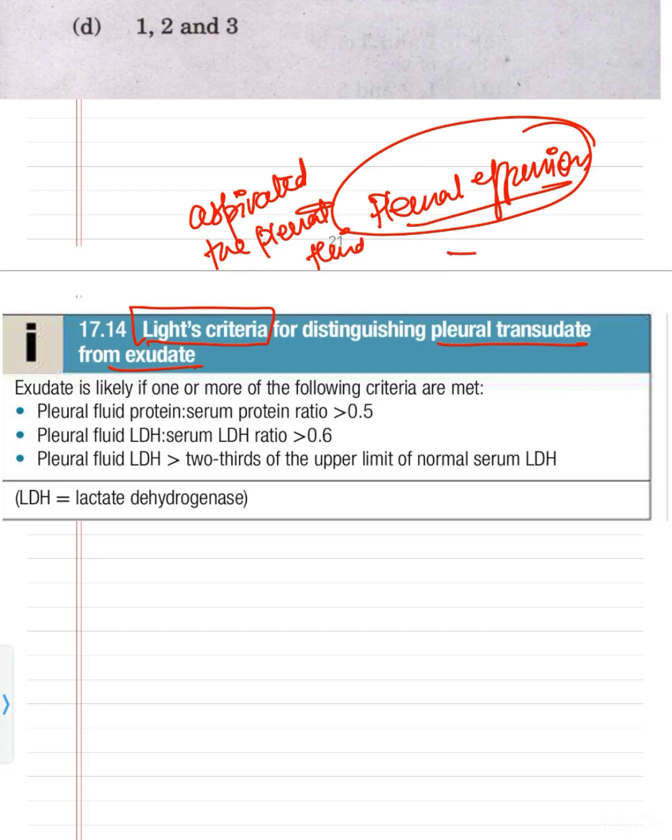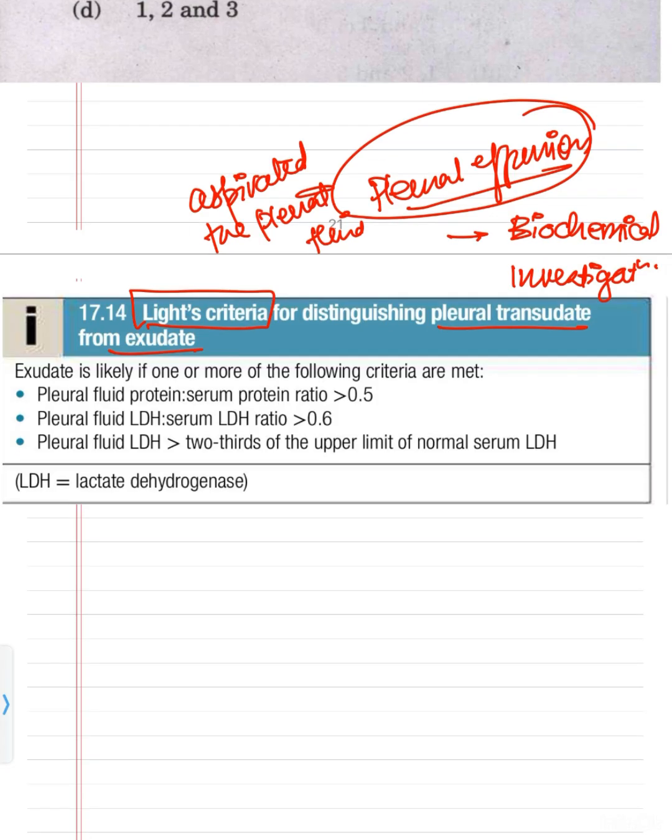And you sent it for biochemical investigation. You send it to the biochemistry lab, and you have to find out whether it is either transudate or exudate. Why? Because the conditions causing each of them are different. So Light has given this criteria. This is Light's criteria.